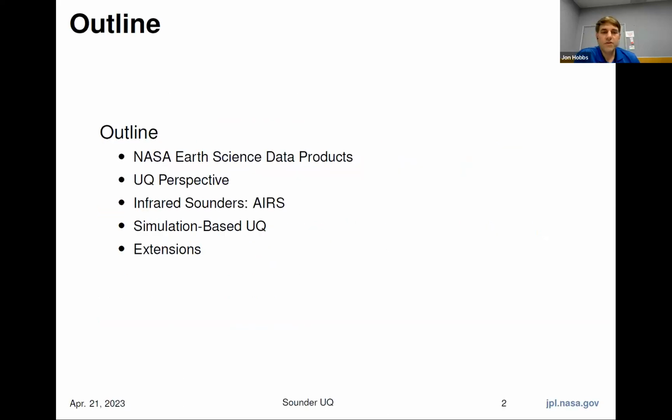Okay, so just an overview of the talk here. I'll start with a little bit of an overview on NASA Earth Science data products, and the processing pipeline that goes along with that, and then give an overview of our perspective on uncertainty quantification for that pipeline. Then I'll give an introduction and an overview of infrared sounder satellite instruments with specific emphasis on AIRS. And then I'll get into our simulation-based UQ methods and results, and then talk about a few extensions at the end.